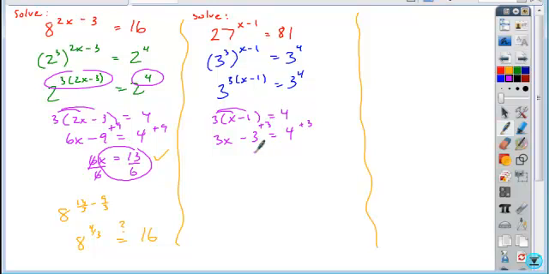Add 3 to both sides. 3x is equal to 7. And when you solve for x completely, you get your answer, 7 thirds. Okay, let's check our solution.